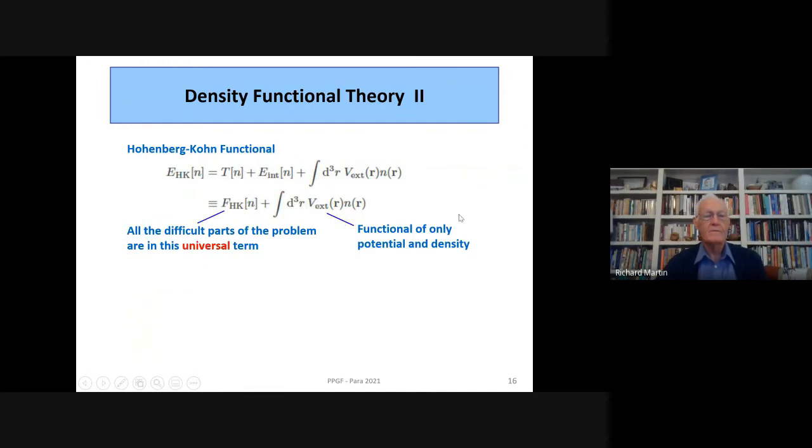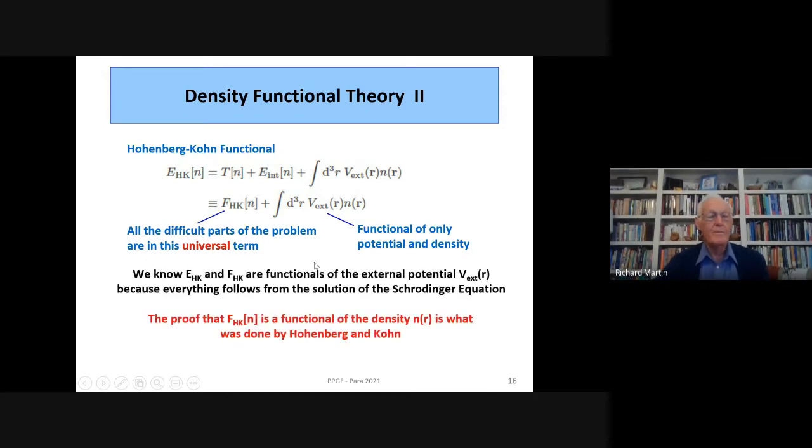So here, just repeating the same equations, the difficult parts of the problem are all lumped here. And then there is this term that adds up the kinetic energy and the interaction energy of the electrons, and the effect of the rest of the world on the system is only through this equation. That's the interaction that depends on the density of the electrons and the external potential.